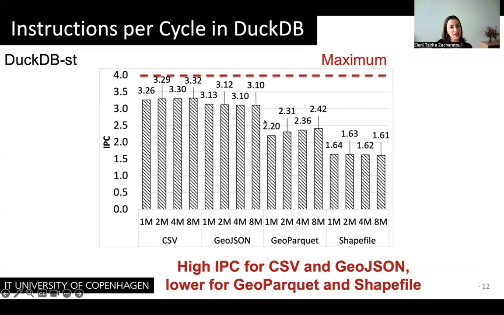And now looking at the results, we see that CSV and GeoJSON have high IPC values above 3. GeoParquet is lower, between 2.2 and 2.4. And finally, loading shapefiles has the lowest IPC. This suggests that shapefiles have more dependencies between instructions, which makes it harder for the out-of-order processor to resolve those dependencies efficiently. Another observation we can make here is that the data size doesn't significantly impact the IPC, except for GeoParquet, where we see the IPC slightly increasing with increasing data size.